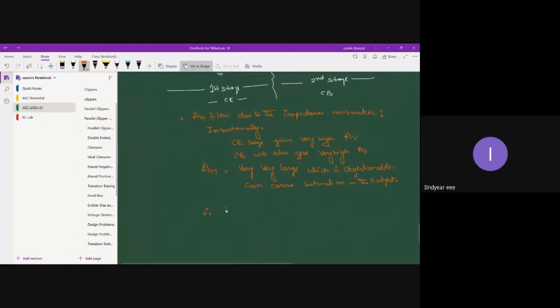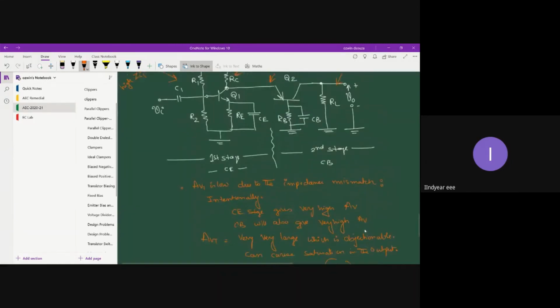So the overall voltage gain becomes AV1, which is low, into AV2, which is high. So your overall voltage gain will be in controllable limits.